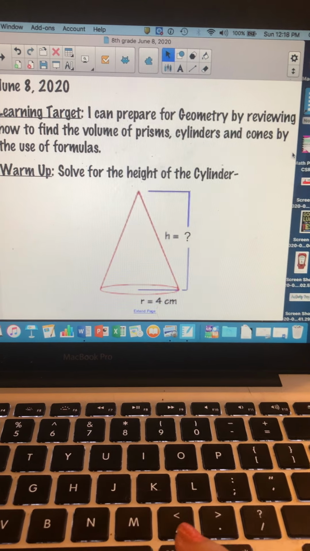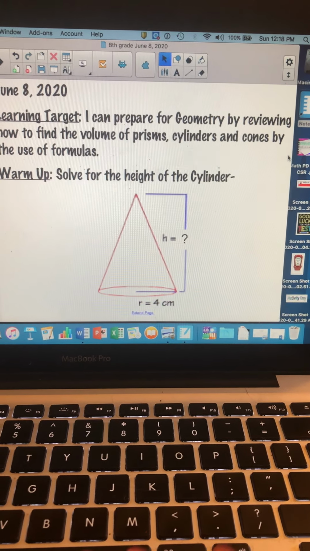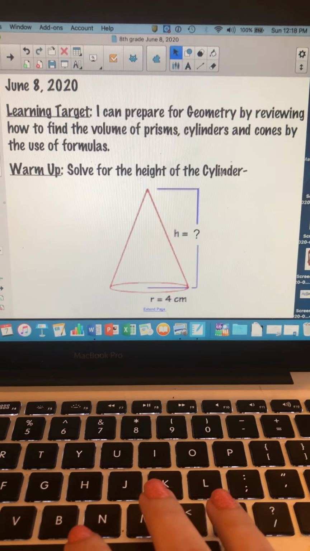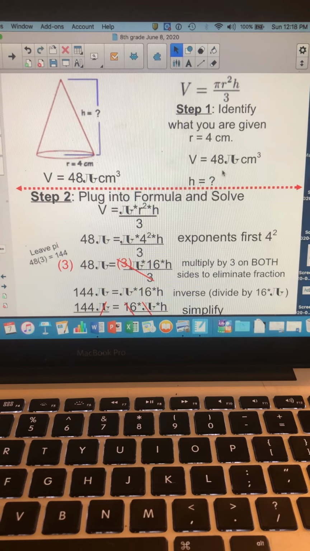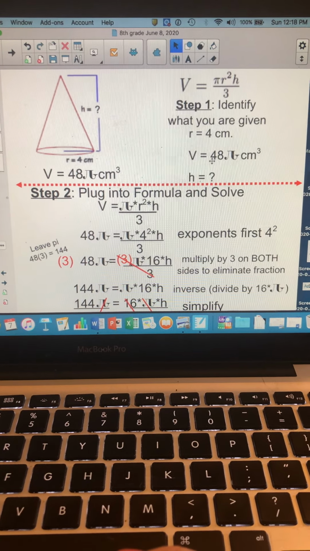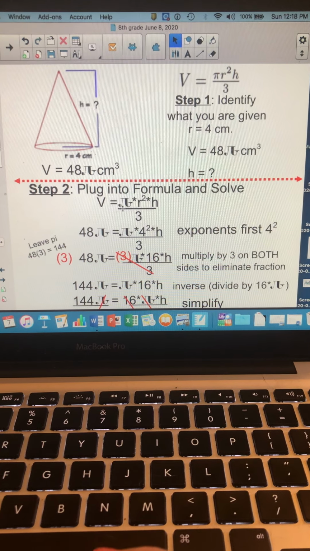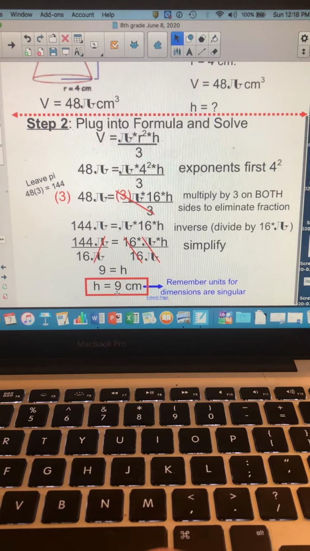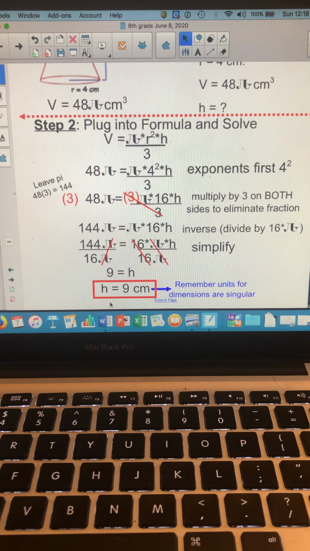So your warm-up, you were asked to find the height of the cylinder. Oh, that should say cone. That's a mistake. Okay. So there are steps. You identify what you are given, radius, volume, height, and then you solve for your height like we did on Friday. Okay, most of you guys did very well with this.